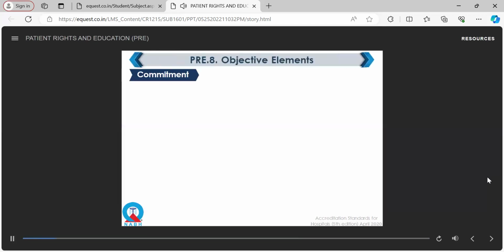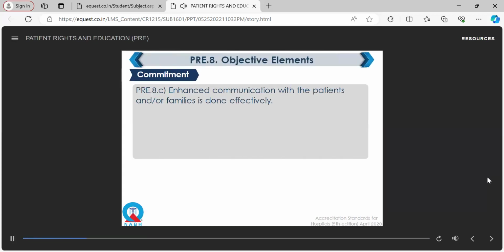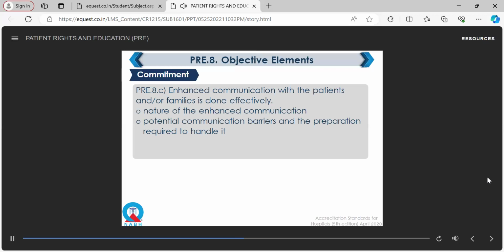The next objective element is a commitment that enhanced communication with the patients and/or families is done effectively. Its approach should be focused on the nature of the enhanced communication, potential communication barriers, the preparation required to handle it, and the process to identify the communication barriers of a patient. Example, interpreters.